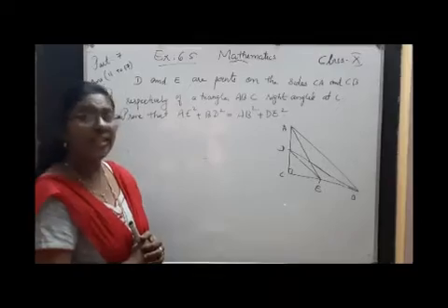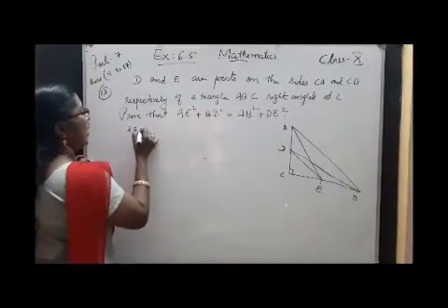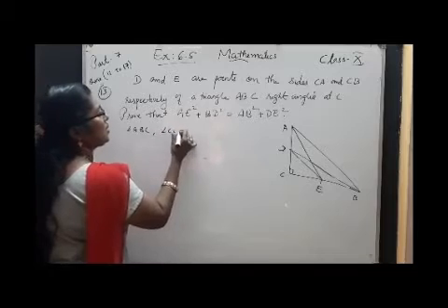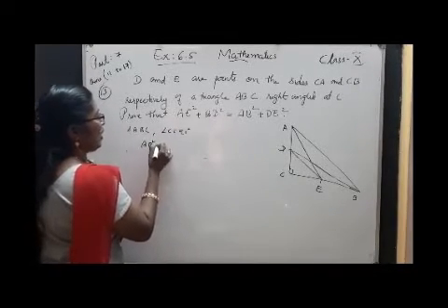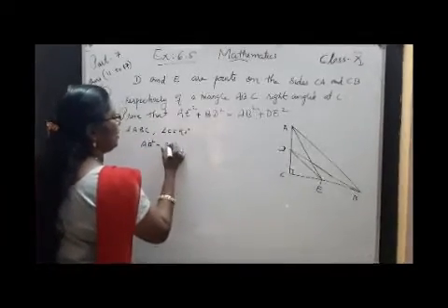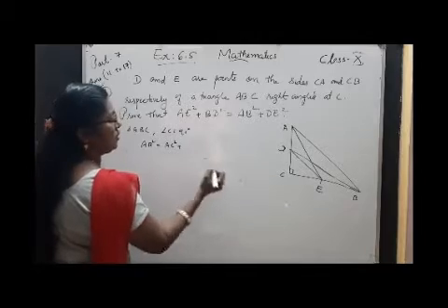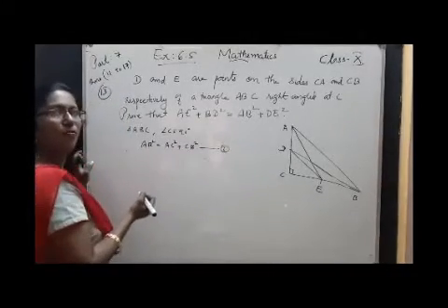Okay. When you take the triangle ABC, angle C is 90 degrees. So we can write AB square equal to AC square plus CB square, equation number 1.